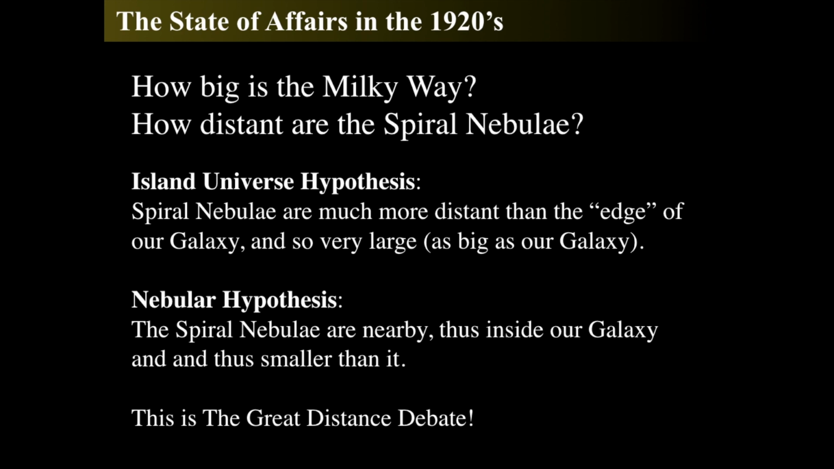How big is the Milky Way? How distant are these spiral nebulae that the Earl of Rosse discovered, these spiral-shaped nebulae that he saw visually? And there were two competing concepts for what the Milky Way was. One of them was that the universe is the Milky Way, and the spiral nebulae are just part of it. The island universe hypothesis said that we are one of many islands throughout the entire universe, and our galaxy is just one of many. And so the cosmos is extraordinarily large, and we're just a tiny little thing inside it. That seemed a little difficult for astronomers at that time. And most preferred the nebular hypothesis. And the nebular hypothesis said the spiral nebulae are simply gaseous clouds.